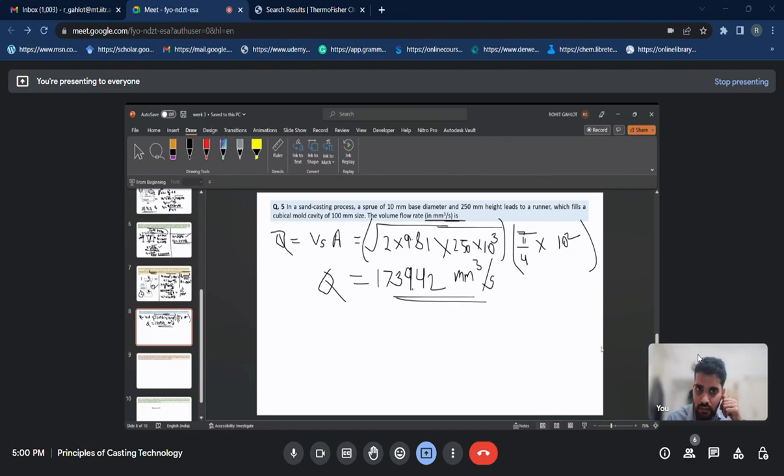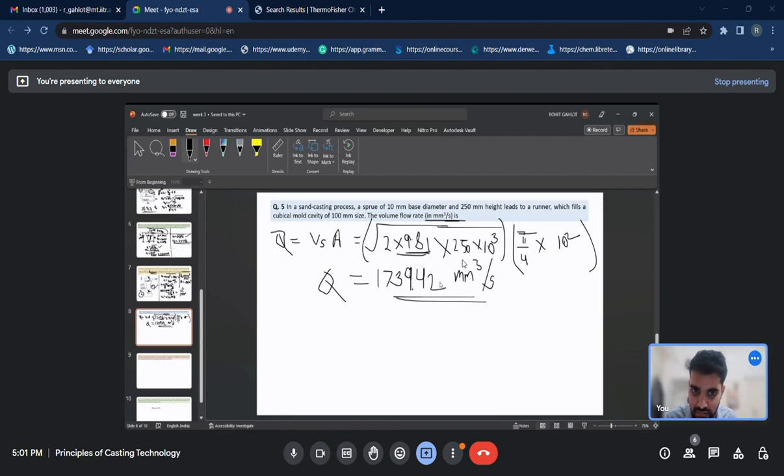So 250 into 10 power 3, which you have taken, is it converting millimeter to meters? It is wrong, it should be 10 power minus 3. I'm writing it is already in millimeter, 250. I'm not converting 250. I'm writing 9.81 and converting it into mm per second square. Okay, that's right. Yes, meter per second square, that you are converting into millimeter.